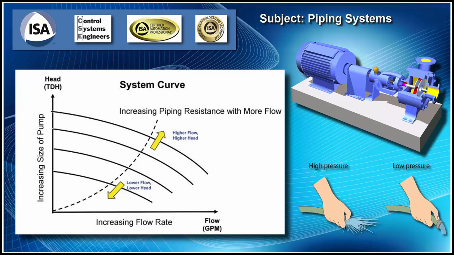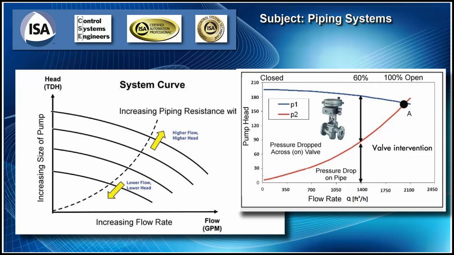So with a low flow system, we need a small pump, low flow and low back pressure, a lower system curve. And with a high flow rate, we need a bigger pump to put more energy into the water, because you're moving more water, so it takes more energy. It takes more work. But when we get into a process plant, typically we put a control valve into our piping system, and we put in a large pump that does a lot of work.